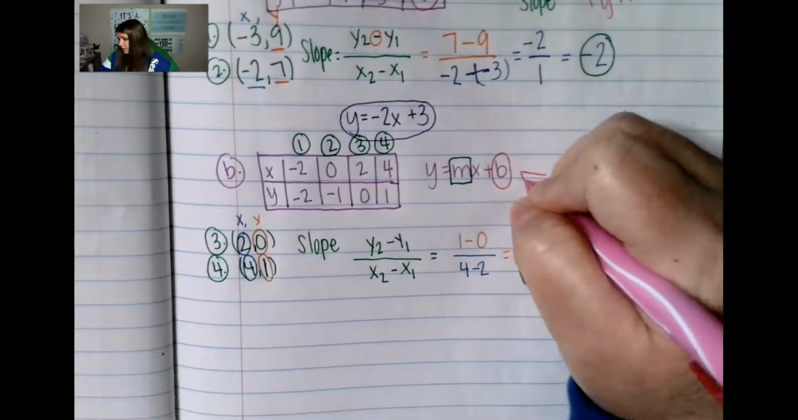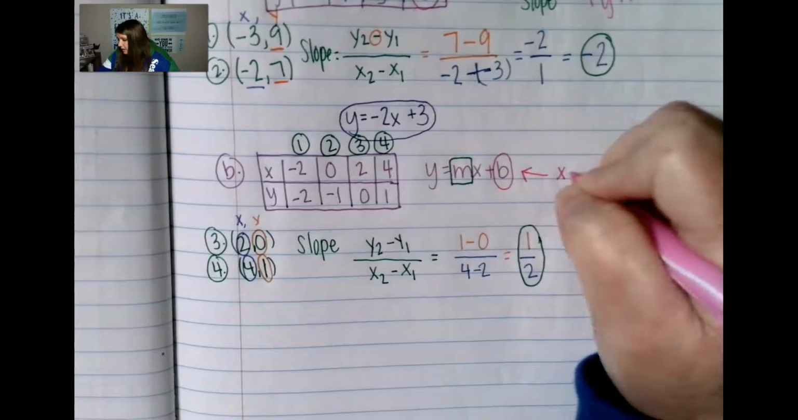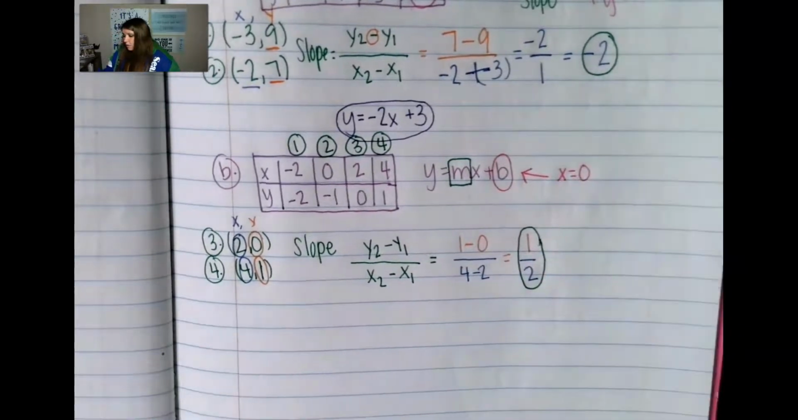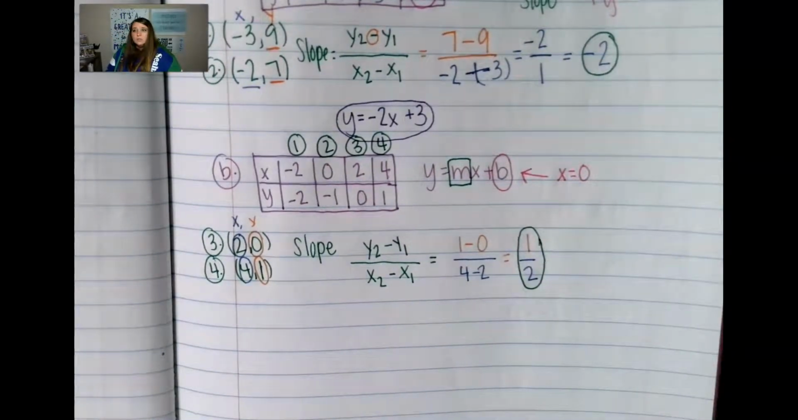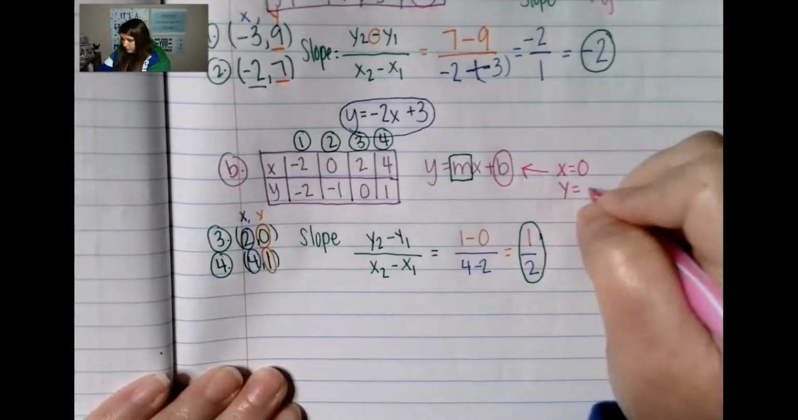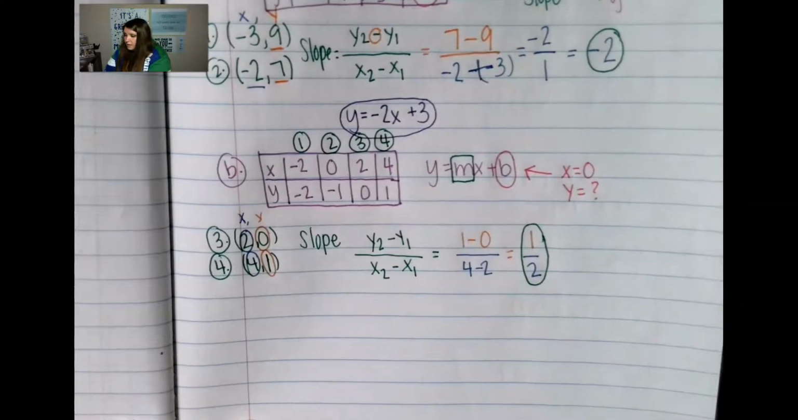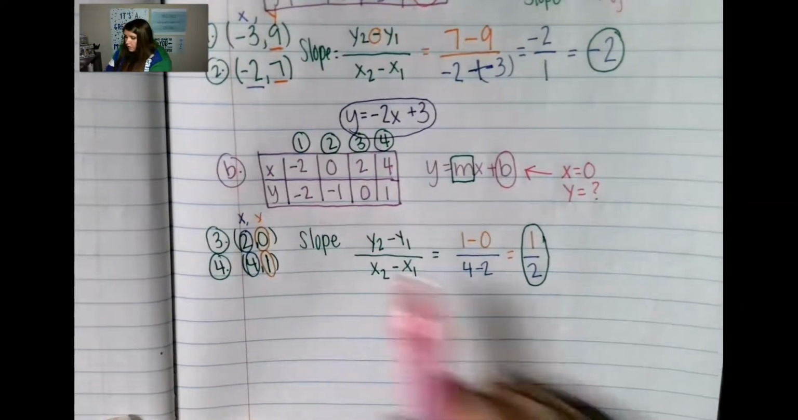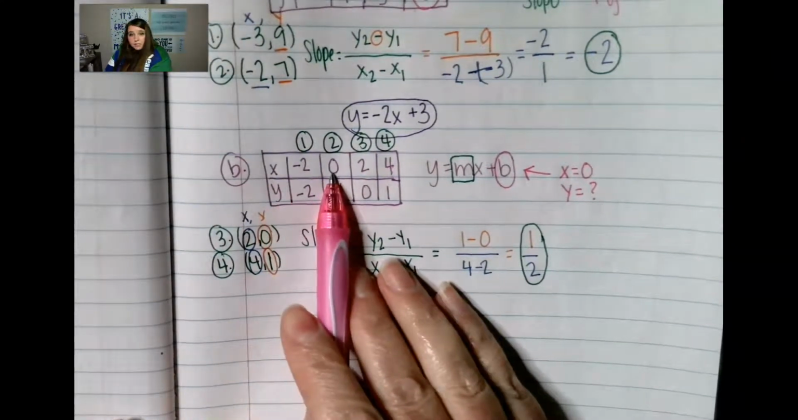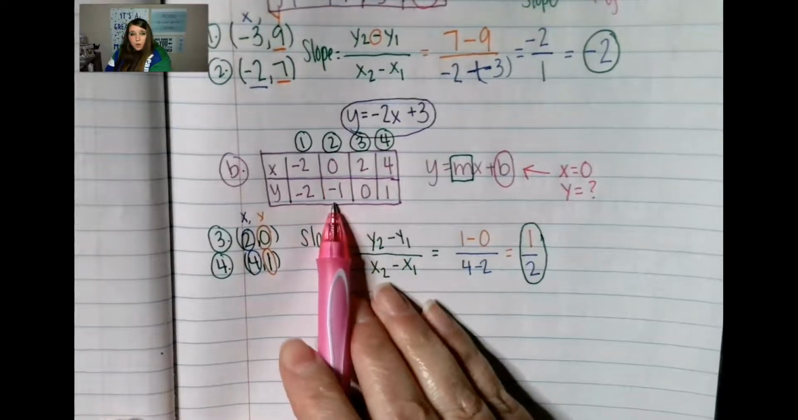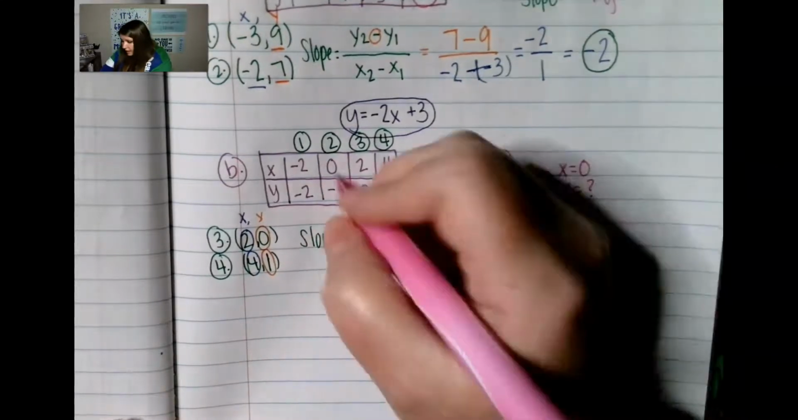Y-intercept means that x equals 0. So where x equals 0, we want the y. Okay, so we're going to look over here. I run into the 0 here, so my y value is -1.